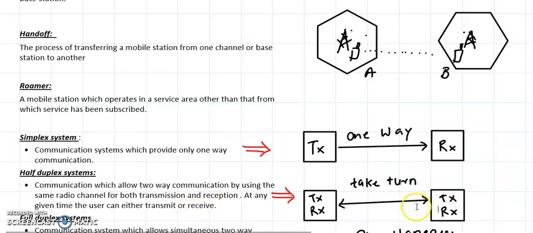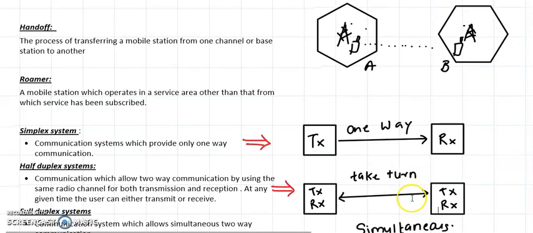So I have one single radio channel or set of frequencies. So this is the transmitter. At the same place I am having a receiver also. Here also I am having a transmitter and receiver. Here I'll use the same channel for transmission and reception, but at a given time the user can either transmit or receive. So if this is transmitting, then this cannot transmit, it will only receive. Next time if this is transmitting, then this will only receive. So they will have to take turns to communicate.